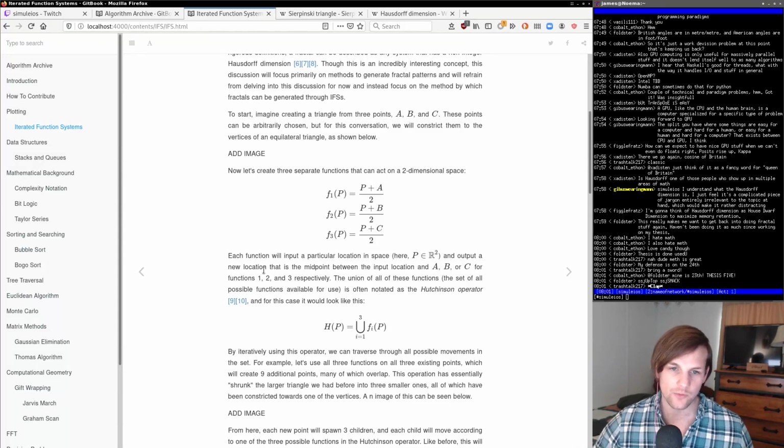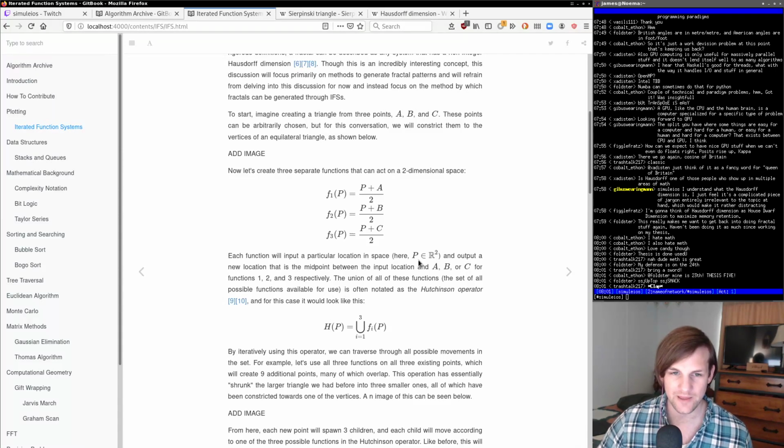So each function will be input a particular location in space. Here, P is within R squared. And it outputs a new location that is the midpoint between the initial location and A, B, and C for functions 1, 2, and 3, respectively.